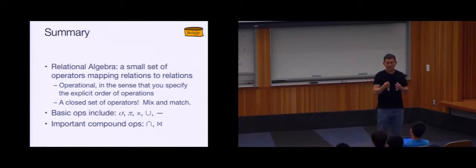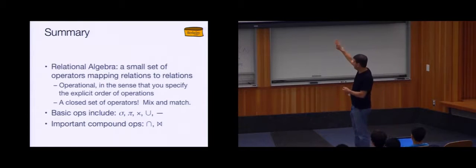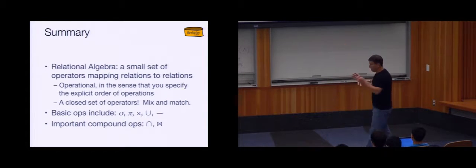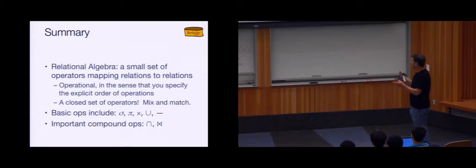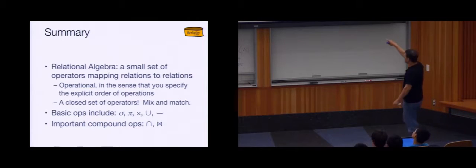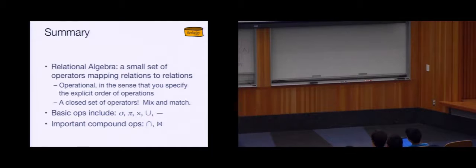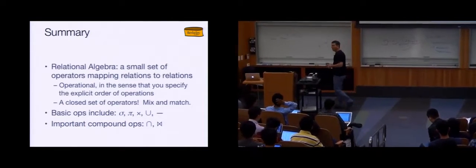What commutes? What associates? What rewriting rules can I use? That gets kind of obfuscated when you're dealing with an implementation language. So you don't tend to ask those questions of implementations. It's nice to have the semantics written down. So it is operational. You nest things, but we know the semantics, and we can think about those nestings. It is a closed set of operators, so it's relations in and relations out, and you can mix and match and construct these sentences out of it. There's 5 basic operators and a couple natural compound operators, and set minus is the only thing that's non-monotonic. So I think that's everything you need to know about the relational algebra.